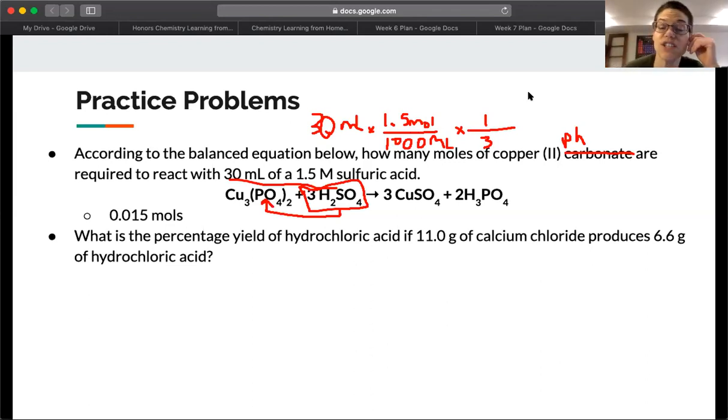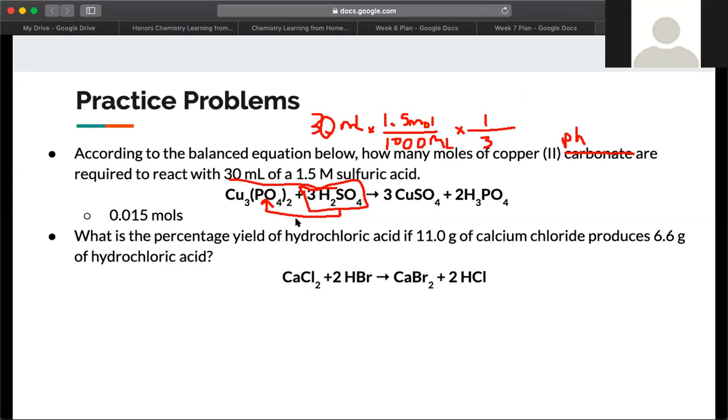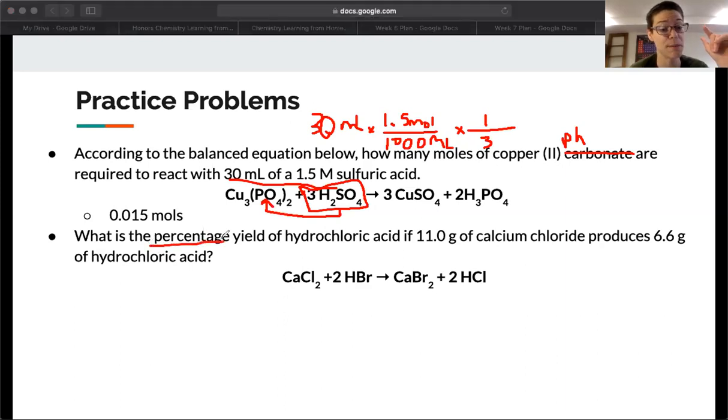What is the percentage yield of hydrochloric acid if 11 grams of calcium chloride produces 6.6 grams of hydrochloric acid? So percent yield, this is a lab thing. So this is fair game. So we need to remember what percent yield is. It was a basic formula. Remember, every percentage is simply a part over a whole.